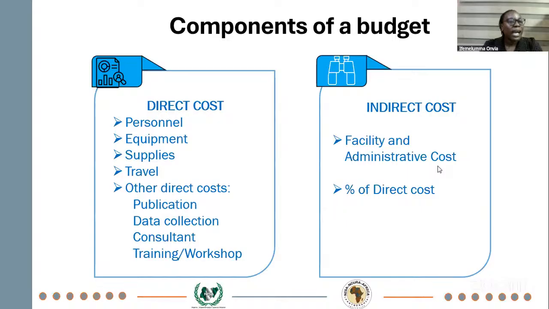Equipment are classified as those things we need for a project for which their lifespan first is more than 1 year. Then second, depending on the funder, some will tell you a single unit of this equipment as an item should be more than $10,000.